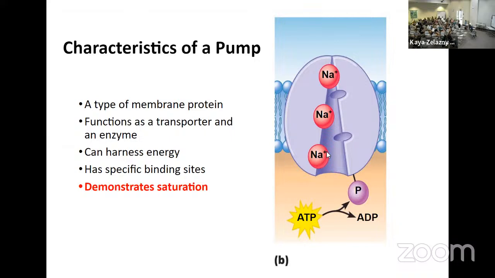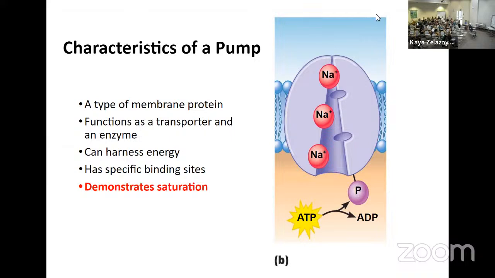So here we see specific binding sites on our sodium potassium pump for sodium, right? A pump has specific binding sites. In the case of our sodium potassium pump, that means 3 binding sites for sodium. Here we see that enzyme action in this intracellular portion.